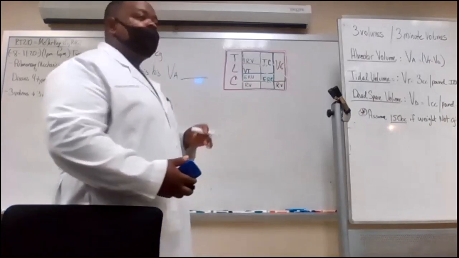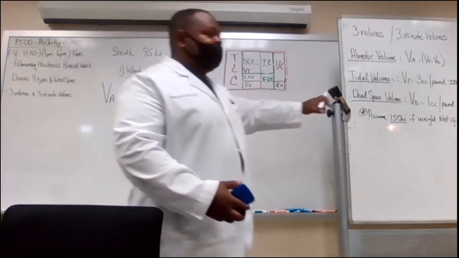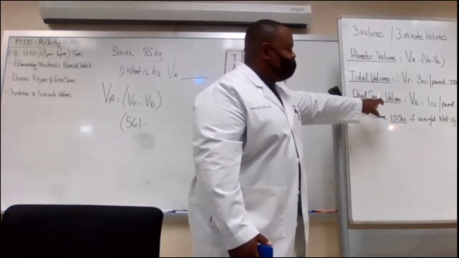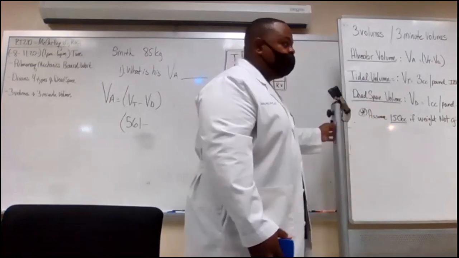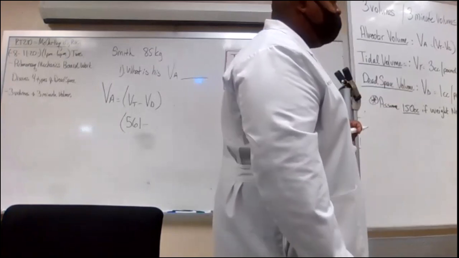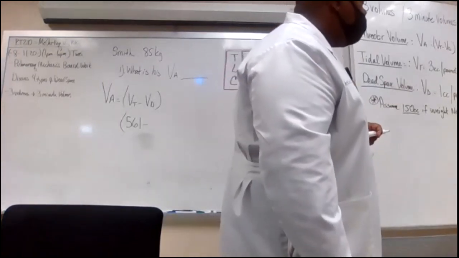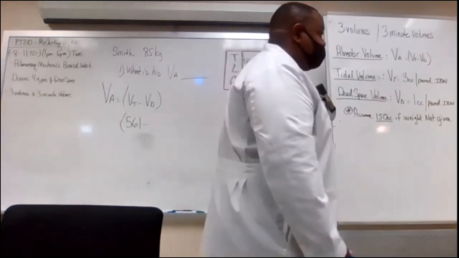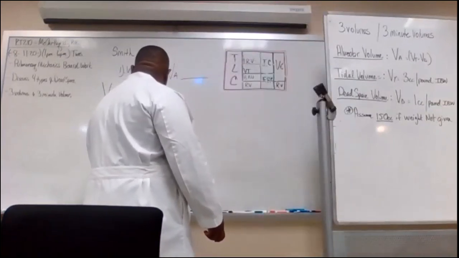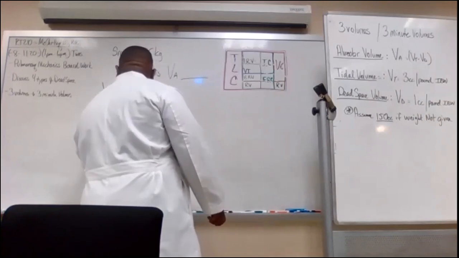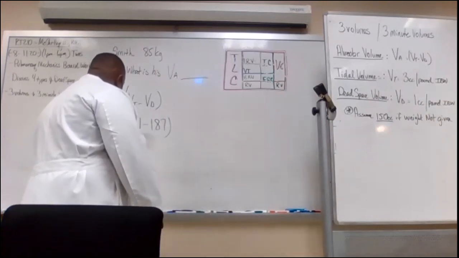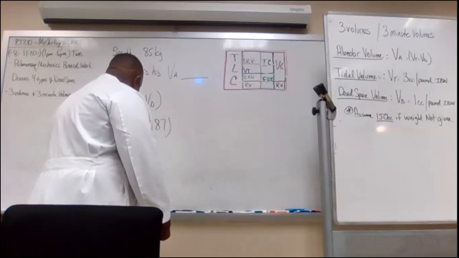Now, dead space. Ms. Taylor, what is the formula for dead space volume? It's 1 cc per pound. How many pounds does he weigh? 187. So 561 minus 187. So alveolar volume equals 374 ml.